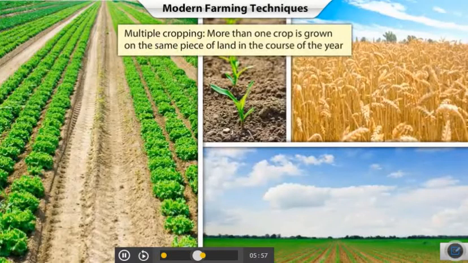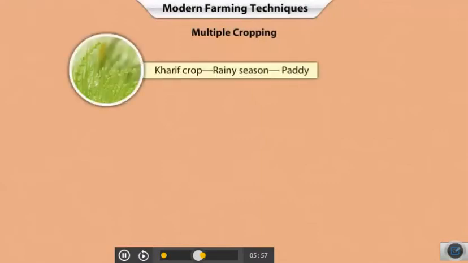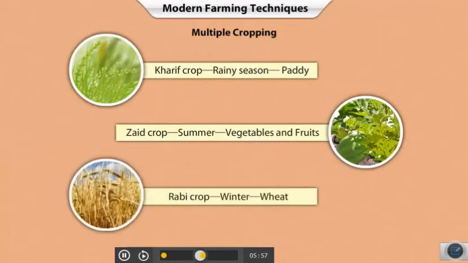This is known as multiple cropping. For example, kharif crop like rice can be grown in the rainy season. In the dry summer months, zaid cropping can be done by growing vegetables like gourd and fruits like watermelon. In the winter season, rabi crop like wheat can continue to be grown.